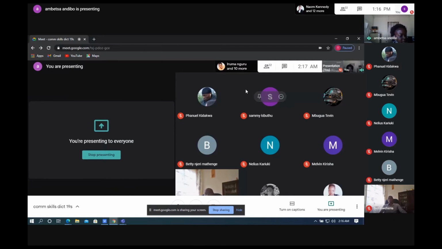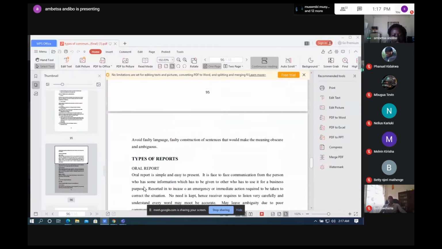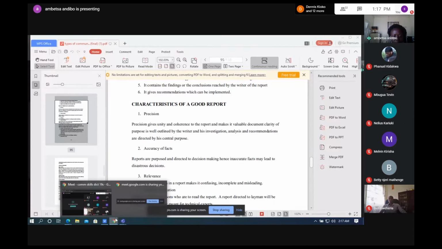The fifth one, to act as an aid in decision making. And the sixth one is to obtain funding. Then I want to repeat the characteristics of a good report.